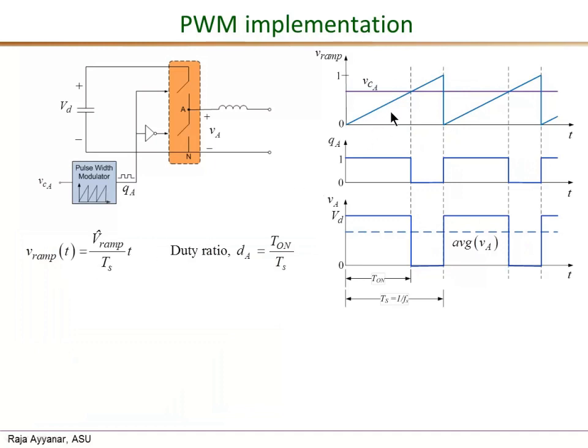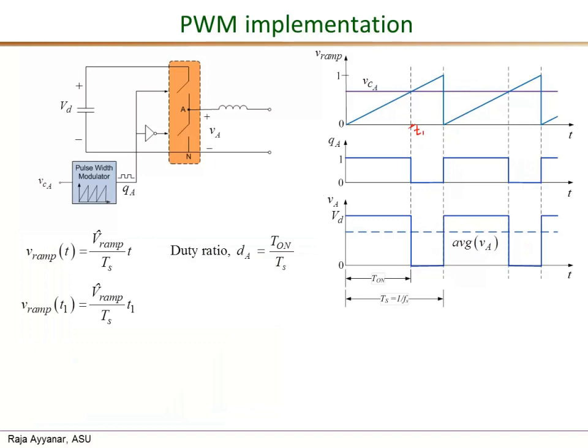So this is just a linearly rising waveform, and it increases by a total of Vramp peak value in a duration of Ts. So the slope is the peak value of Vramp, Vramp peak, over Ts, times the time t. That is the expression for Vramp as a function of t. And at time t equals, say, T1, which is the duration where the two waveforms intersect, call this T1 at this point here. So at t equals T1, Vramp is given as Vramp peak divided by Ts, the slope, times T1.